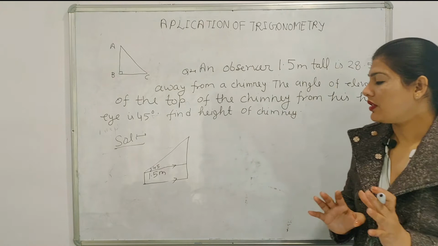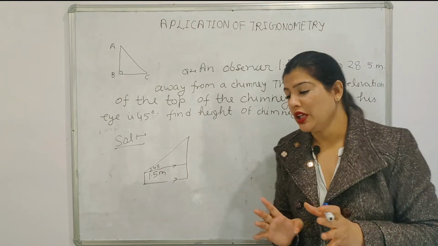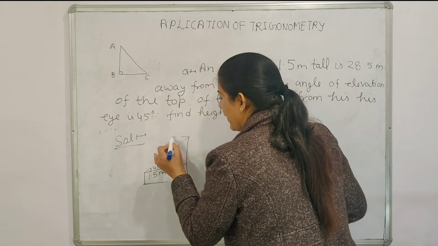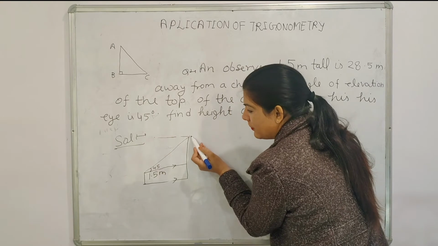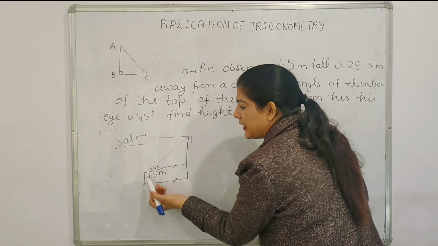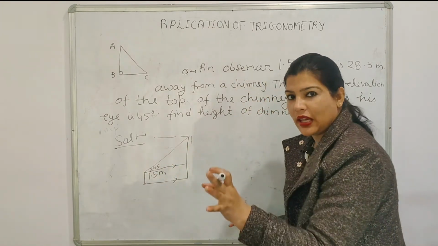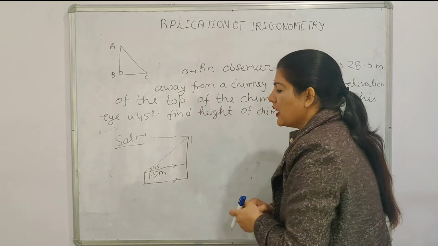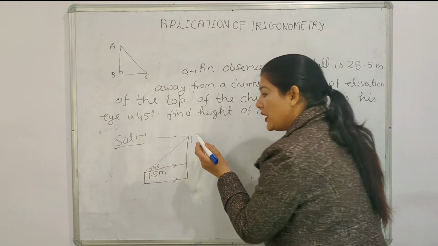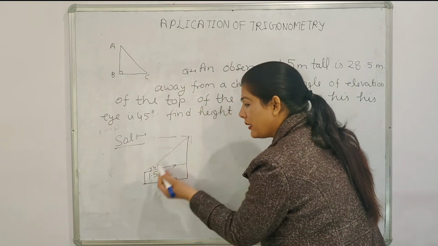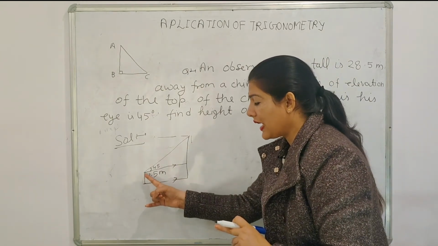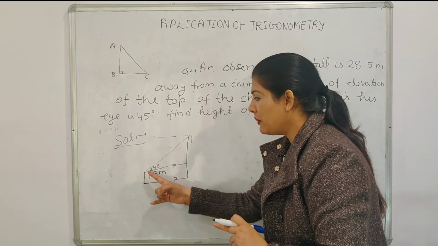If I ask you what is the angle of depression of the chimney to the eye of the observer, it will also be 45. Suppose that observer is standing here and he is looking down at this person, and these two persons are of the same height, 1.5 meter tall. Suppose both of them are looking at each other's eyes, so he will make the angle of depression and the person here will make the angle of elevation.